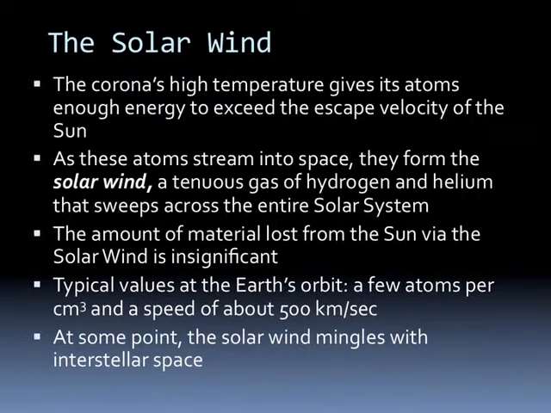So the corona's high temperature gives its atoms enough energy to exceed the escape velocity of the sun. Those atoms stream off into space and form the solar wind, which is just a tenuous gas of hydrogen and helium that sweeps across the entire solar system. The amount of material lost from the sun via solar wind is really insignificant. Typical values at the Earth's orbit are a few atoms per cubic centimeter, moving at a fast rate of 500 kilometers per second. At some point, the solar wind eventually mingles with interstellar space and becomes part of the interstellar gas.